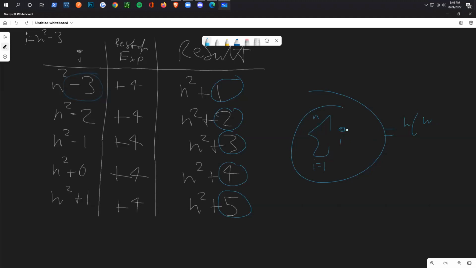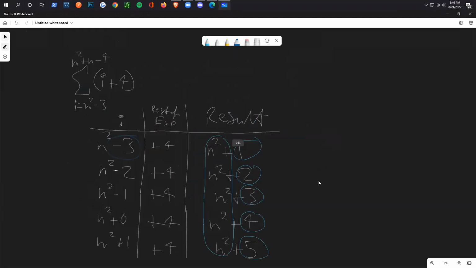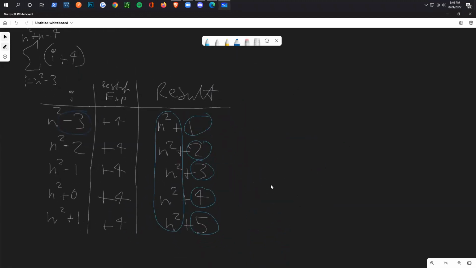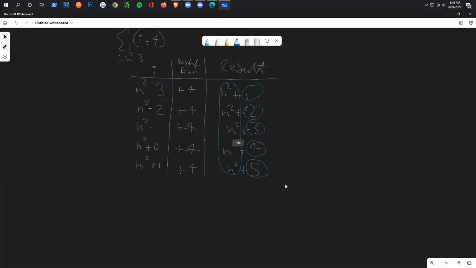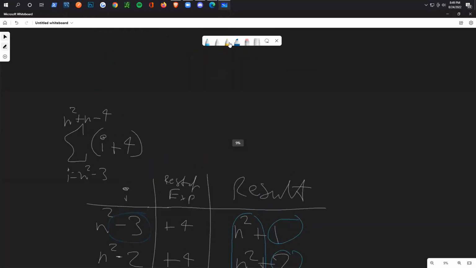So if at every iteration we go from 1 to 2 to 3 to 4, notice how n squared is a term in every single one. n squared is a constant. And really, instead of thinking about the summation like this, we can rewrite the summation to actually be equal to this. Let's just write it right here.